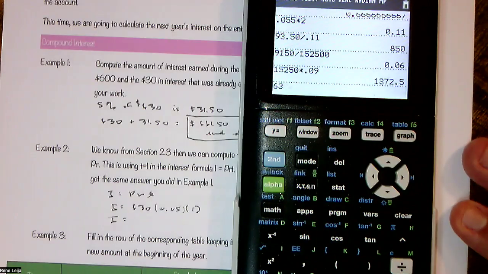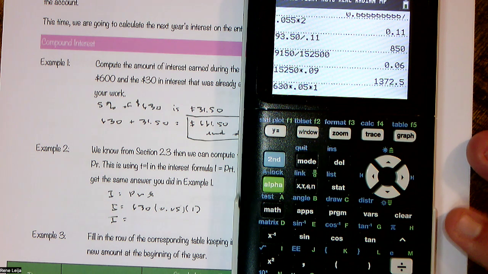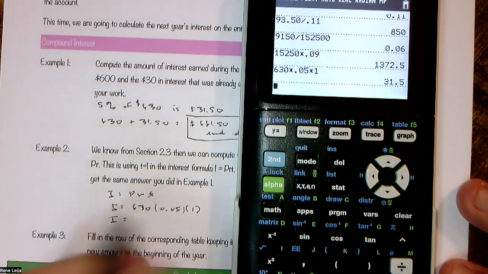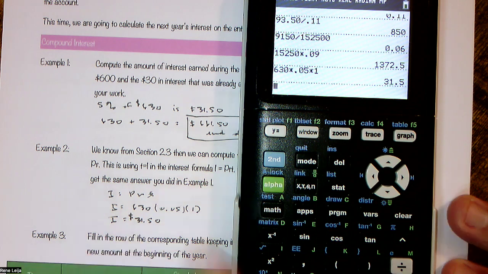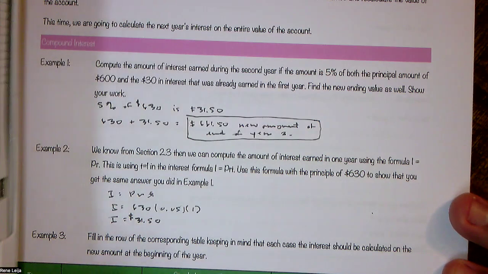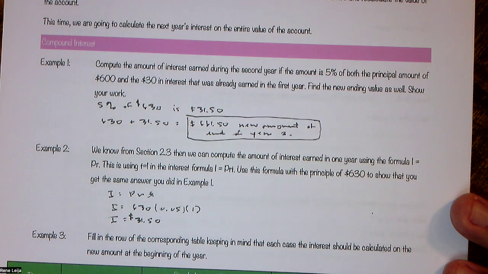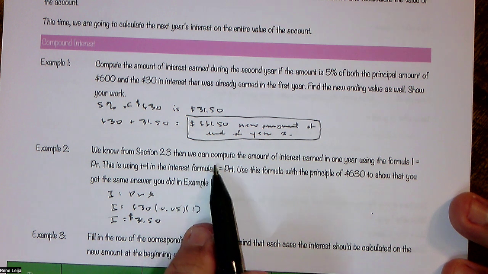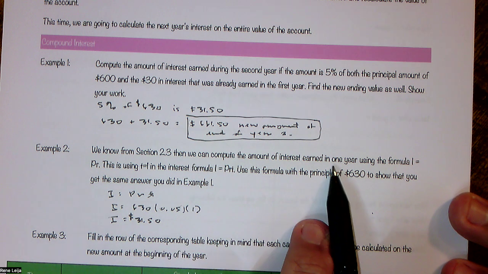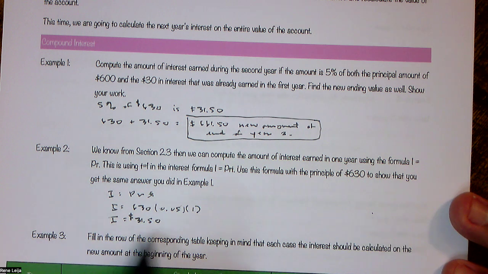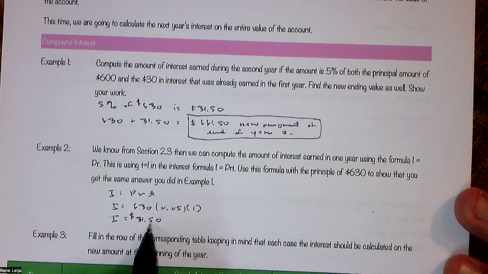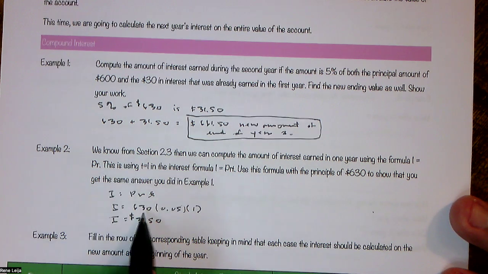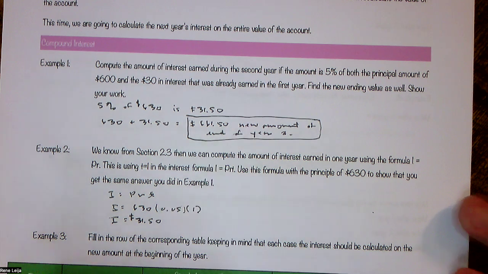So taking 630 times 0.05 times 1, which, multiplying it by 1 doesn't do anything. And we got the amount of interest to be $31.50. Okay. And that's what they wanted. They wanted us to show or to compute the amount of interest earned in 1 year using that formula. So there's the 31.50, which is what we did. We just confirmed that. So we would add that to the 630, that was our principal, to get the 661.50.